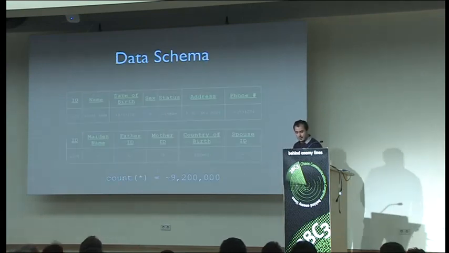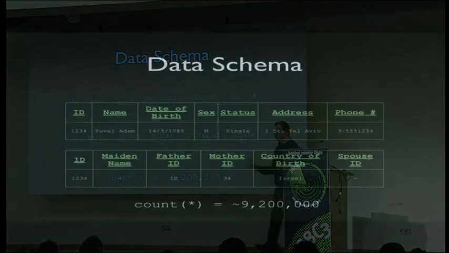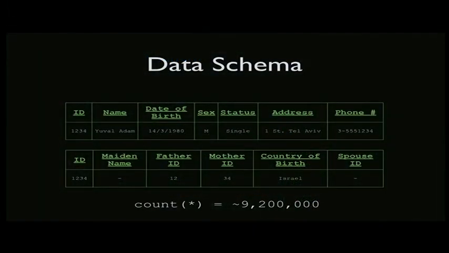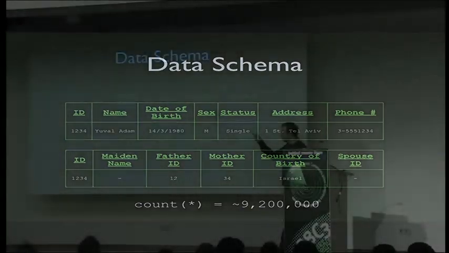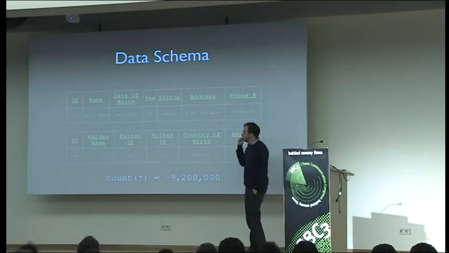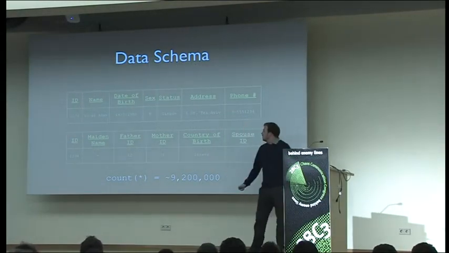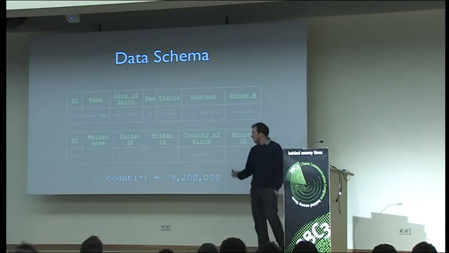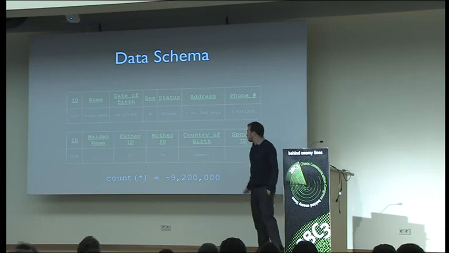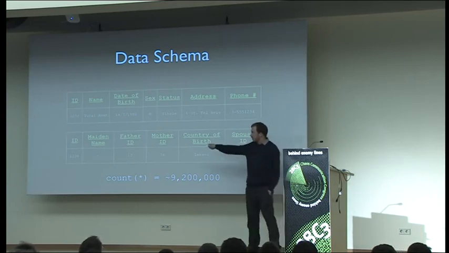So what does this data have? Once we take a look at the data schema underneath, we see basically most of the data that you would expect a government to hold of its citizens. We have a unique identification number, which is given to any person the day he is born, or if he immigrates to Israel, if he's an adult. Then we have obviously the name of the person, the date that he was born, the country that he was born in, the gender, status, that can be single, married, divorced, or deceased, the current address and phone number, and then we have interesting foreign keys that actually point to this person's parents, to his father.